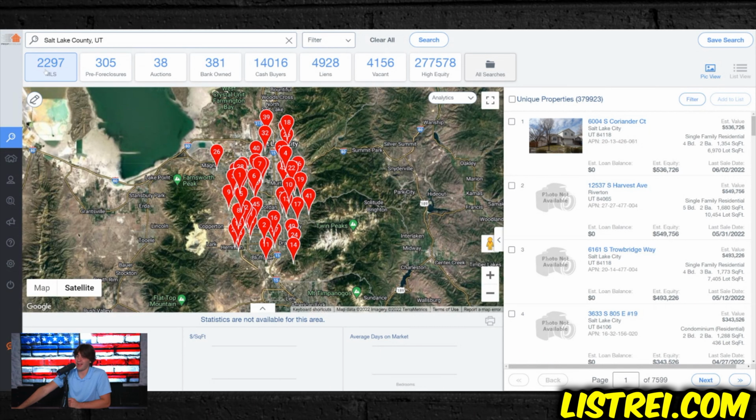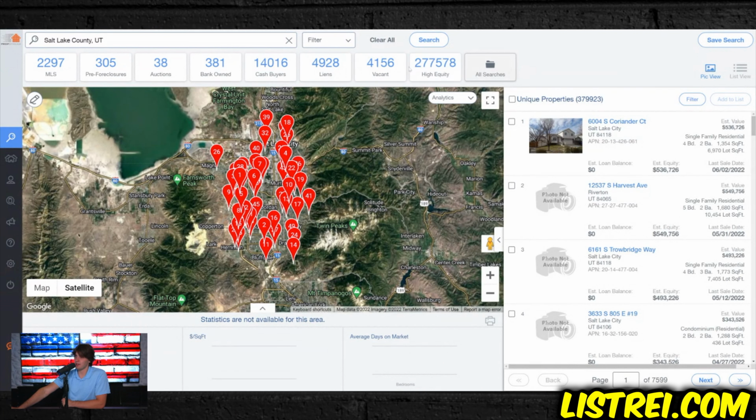You can go into the MLS and pull MLS leads, you can get pre-foreclosures, auctions. Starting at the top here, we have MLS properties, we've got pre-foreclosure stuff. I'm wholesaling on market to be good. We have auctions, properties set to be on auction. I don't like these too much. Pre-foreclosures are not bad. I don't like the bank owned. Cash buyers, I can pull cash buyers. There's liens, vacants, and high equity.